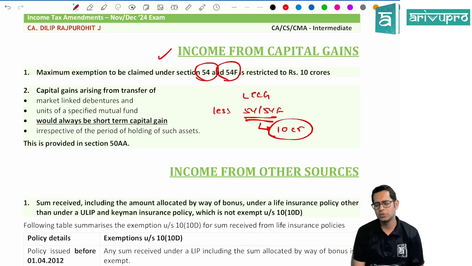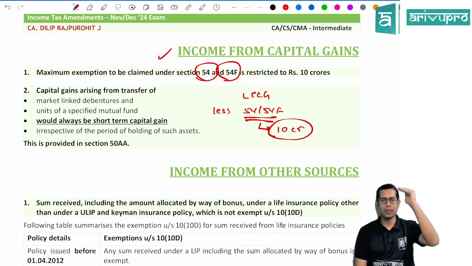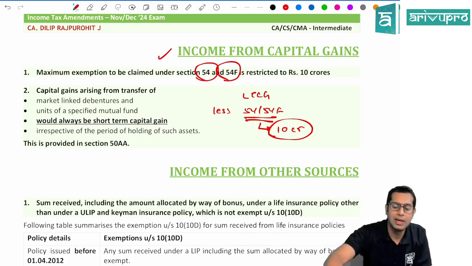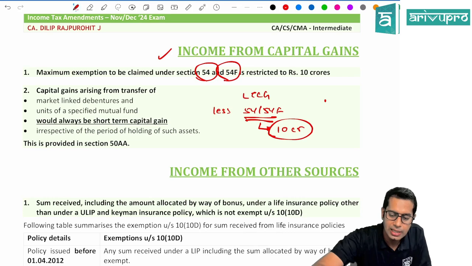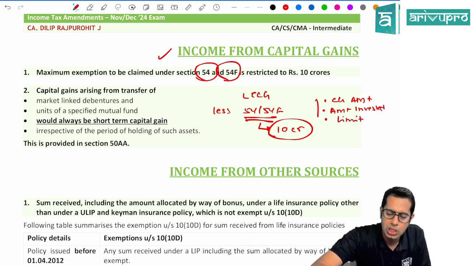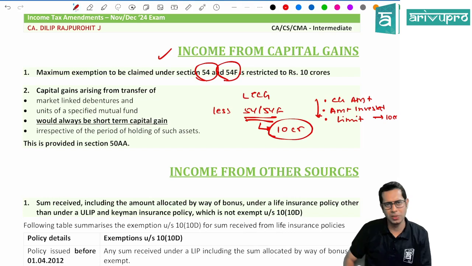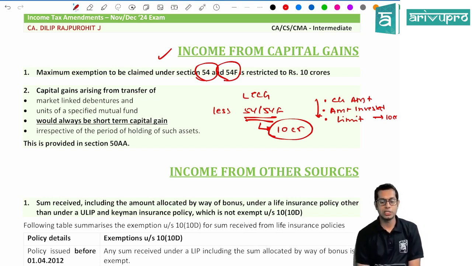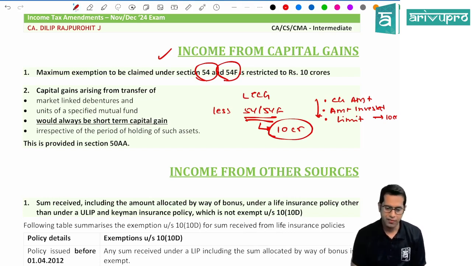Normally, how much exemption was allowed, sir? How much exemption was allowed under 54 and 54F? Capital gain amount or amount invested, whichever is less. But now they have added one more item. Now it is either the capital gain amount, or the amount invested by you, or the limit of 10 crores, whichever is less. They have added a limit of 10 crore rupees in these two sections, section 54 and 54F.